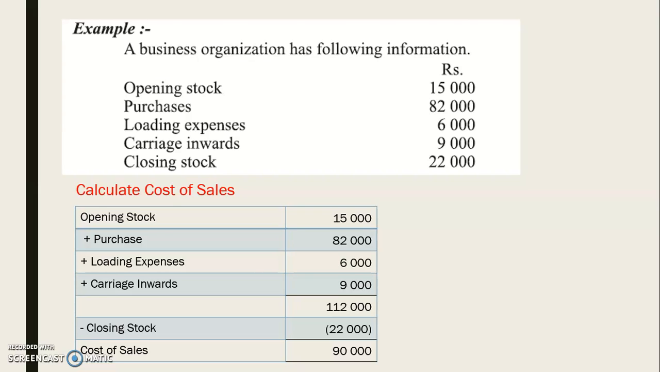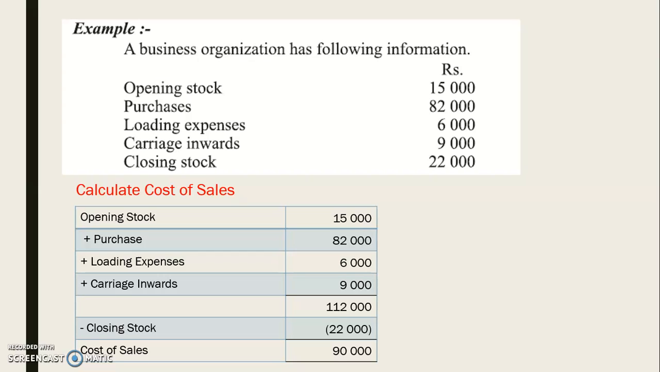So the example here is a business organization has the following information. They have given you the opening stock, purchase, loading expenses, carriage inwards and closing stock. So let me tell you what this carriage inwards is. Carriage inwards is when you bring the goods that you have bought to your business premises.